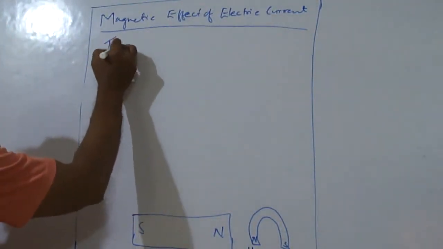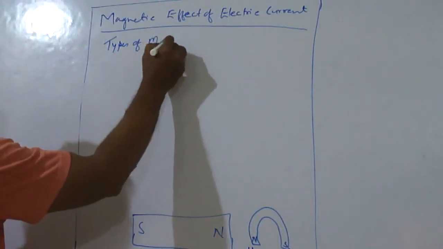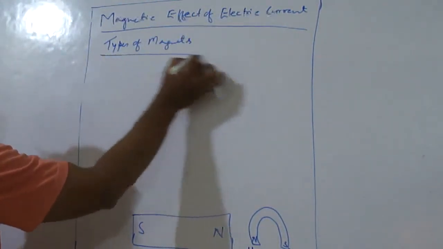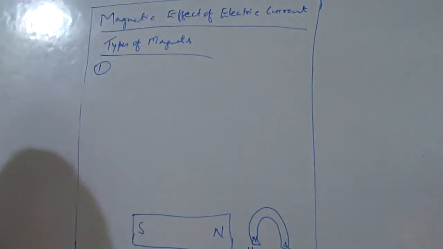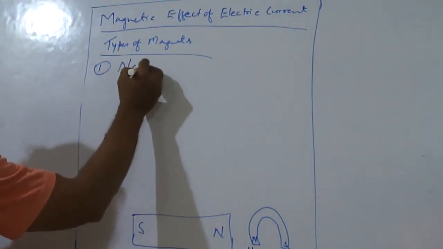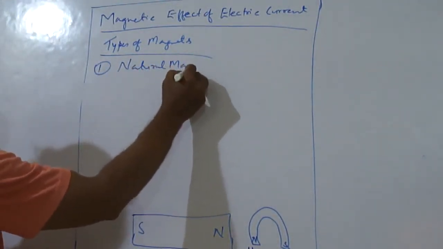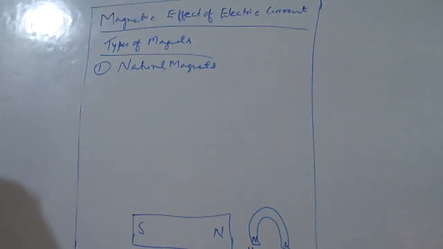So when we say types of magnets, some of the magnets are available in nature itself. As we have already discussed, Earth is a big magnet. Nature has given that magnet; we human beings have not created that type of magnetism in Earth. So some of the magnets which are found in nature itself are called natural magnets, which are found in nature of their own.